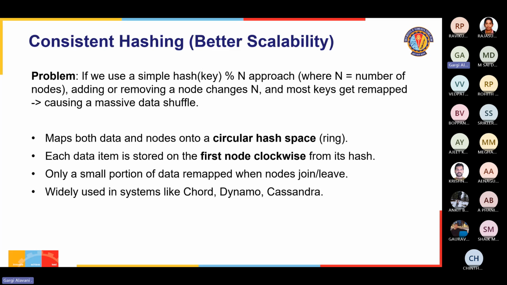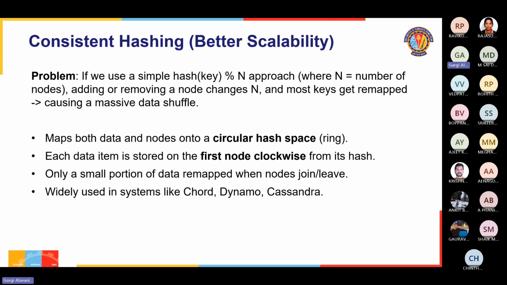It is usually the standard approach which is being used in large scale distributed systems today. Instead of assigning data directly using a modulo, we imagine a circular hash space, which is called a hash ring. Both nodes and data are hashed into this space. Each piece of data is stored on the first node clockwise from its position on the ring.